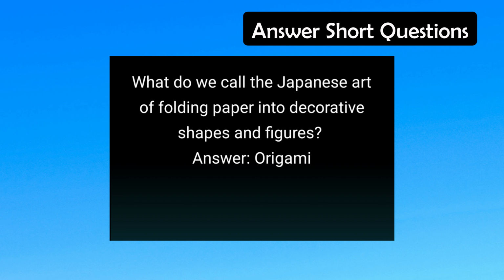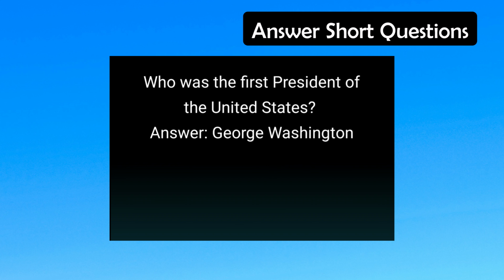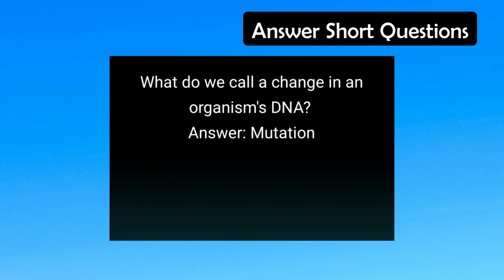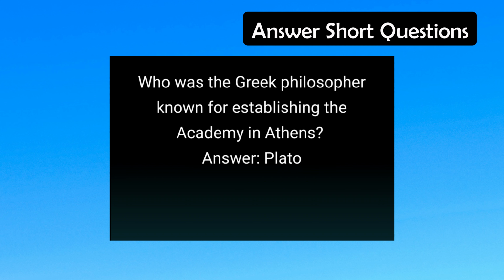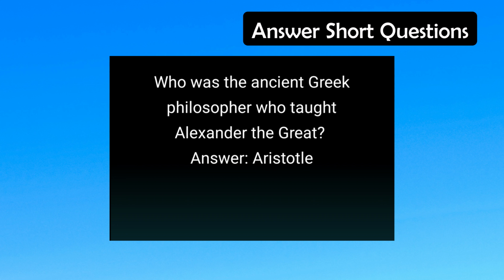Answer: origami. Who was the first president of the United States? Answer: George Washington. What do we call a change in an organism's DNA? Answer: mutation. What is the philosophical principle that everything has a cause? Answer: causality. Who was the Greek philosopher known for establishing the Academy in Athens? Answer: Plato. Who was the ancient Greek philosopher who taught Alexander the Great?